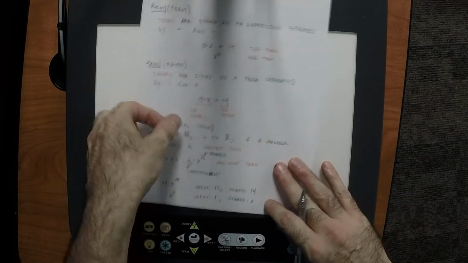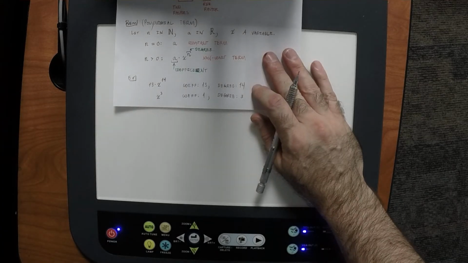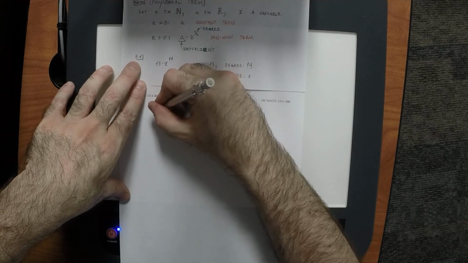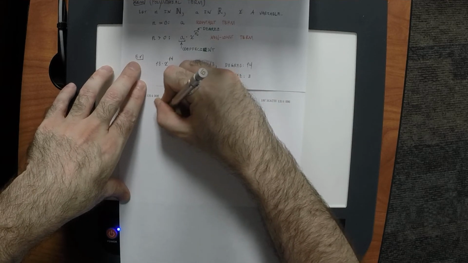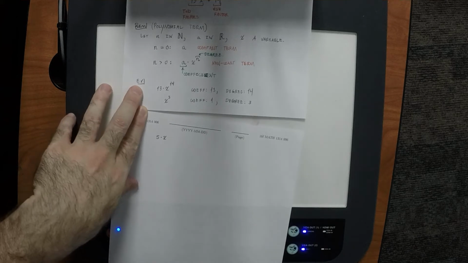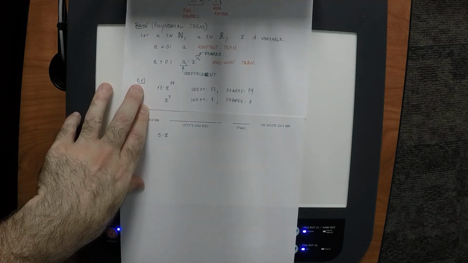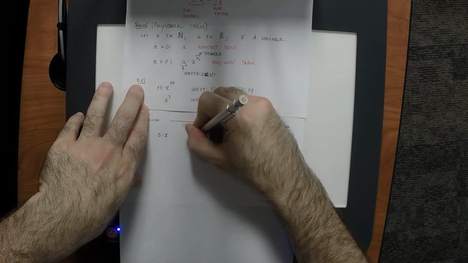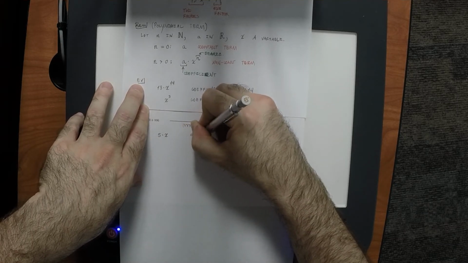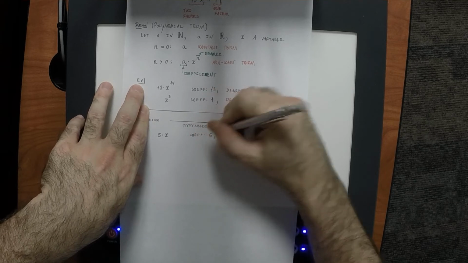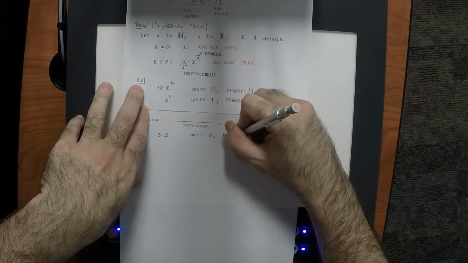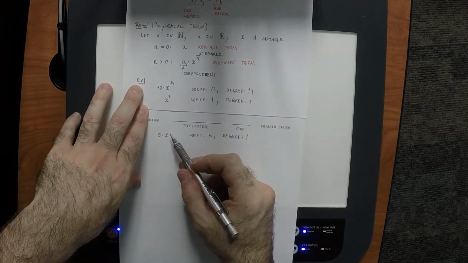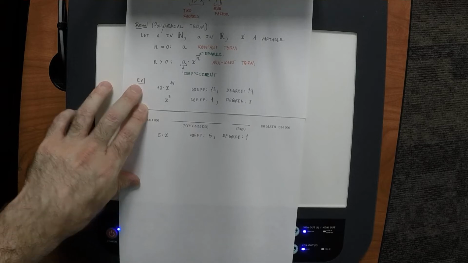All right. Continuing this example. How about 5 multiplied by x? Is that a polynomial term? Yes. What's its coefficient? 5. What's its degree? 1. Because again, we didn't write the 1, but it's implied.